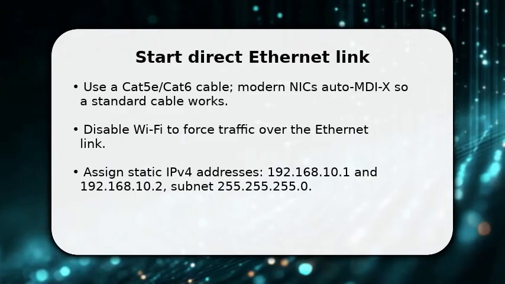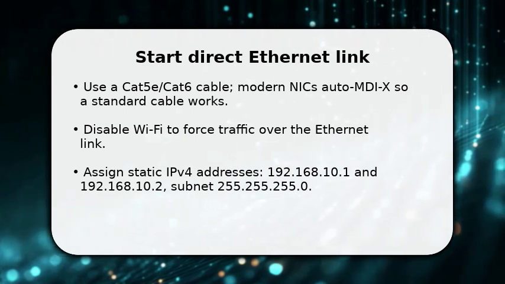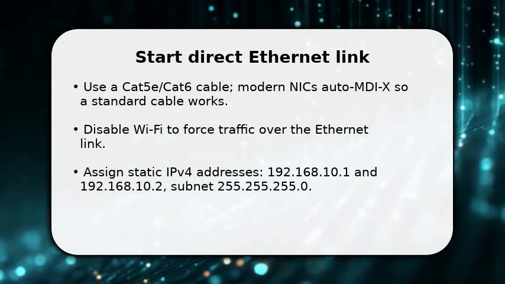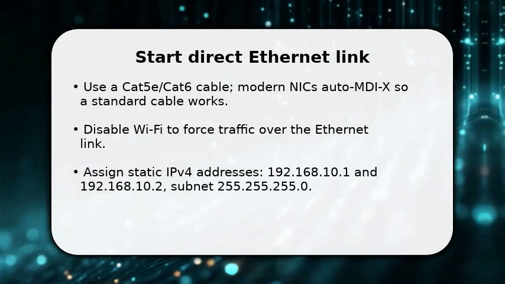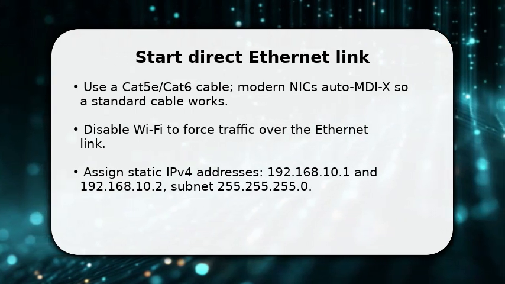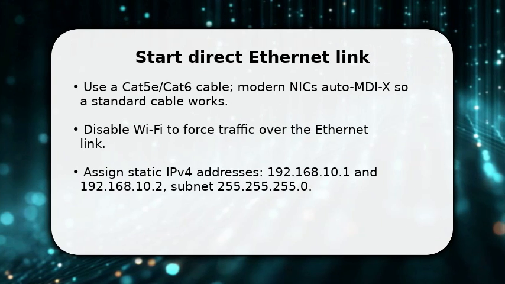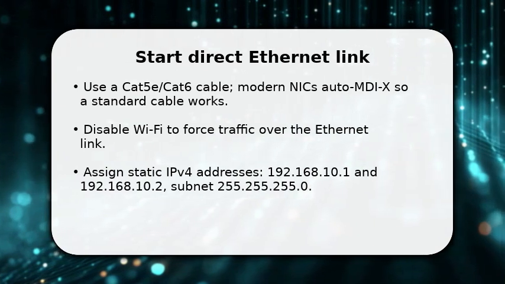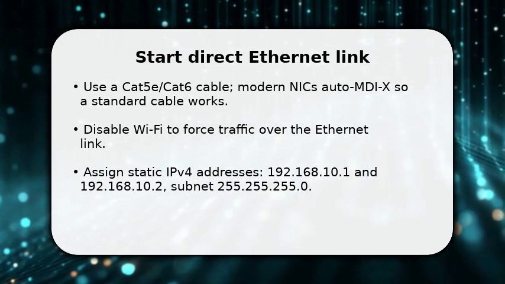You start by plugging an Ethernet cable directly between the two laptops and turning off Wi-Fi so nothing routes elsewhere. Next, open Network Settings and assign static IPv4 addresses, 192.168.10.1 on one machine and 192.168.10.2 on the other, both using subnet mask 255.255.255.0.